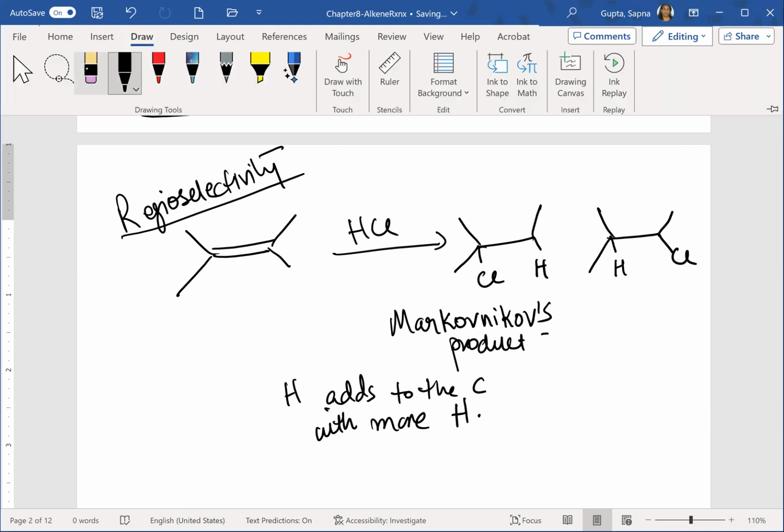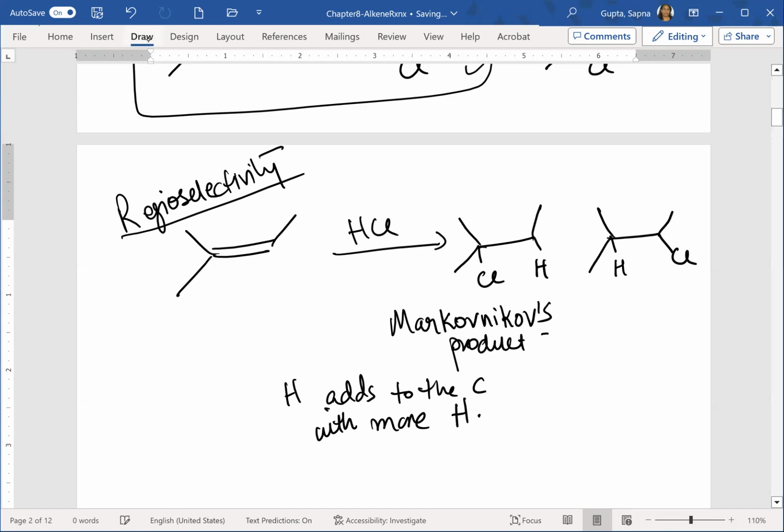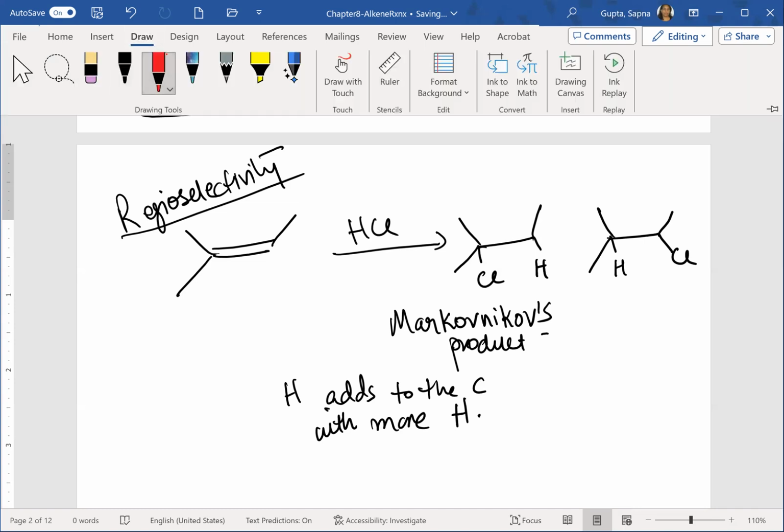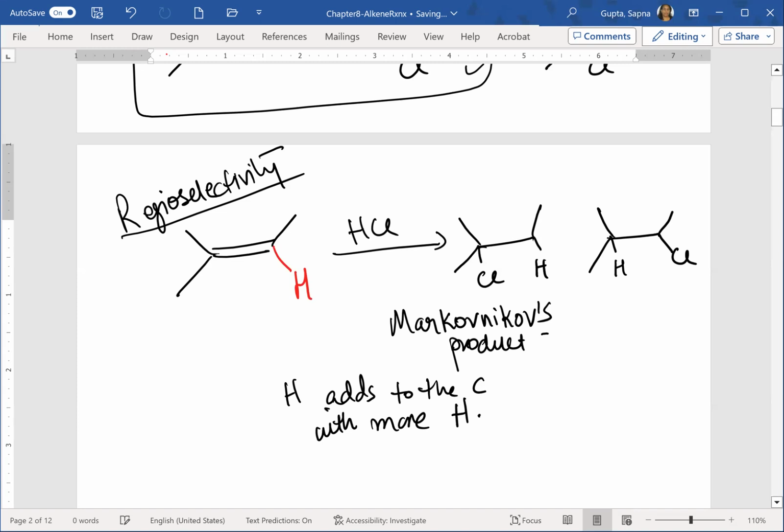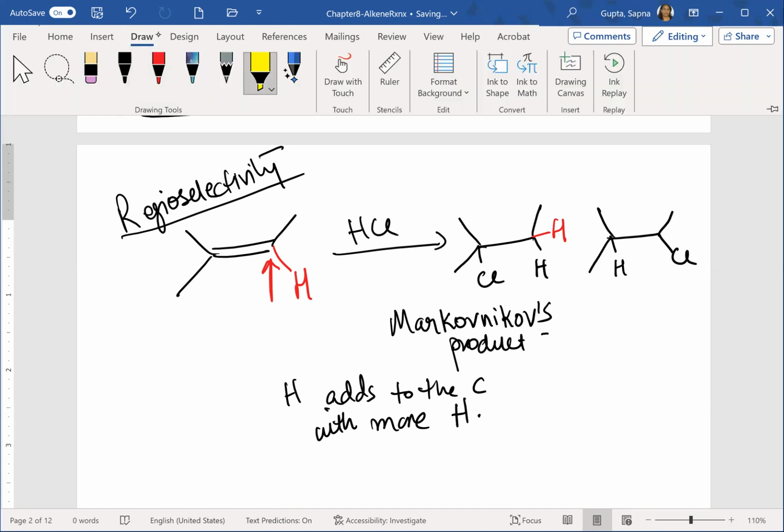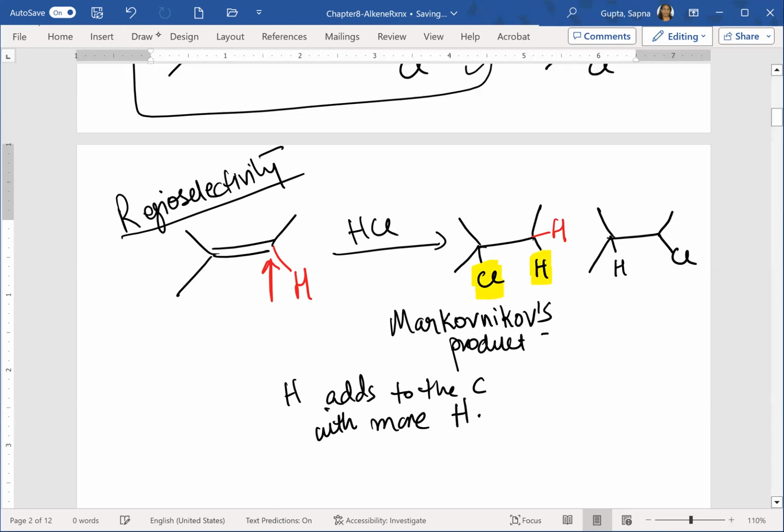Let me take a different color. So this carbon is the one that has more hydrogen. So this hydrogen is already there, but this hydrogen, the other one, you're adding now. Okay, so this hydrogen and this Cl is being added.